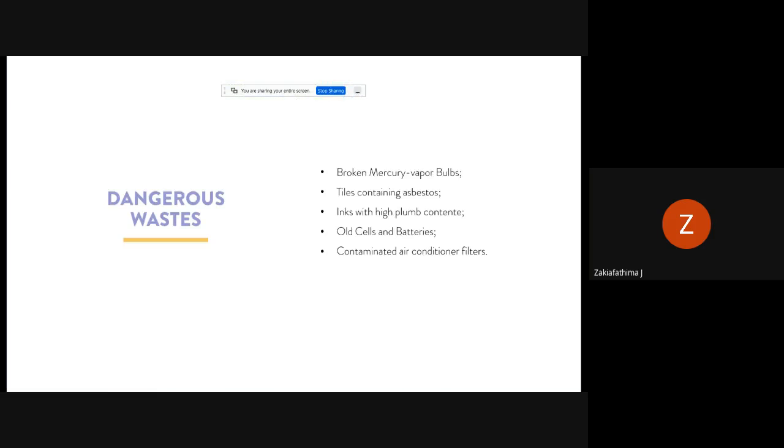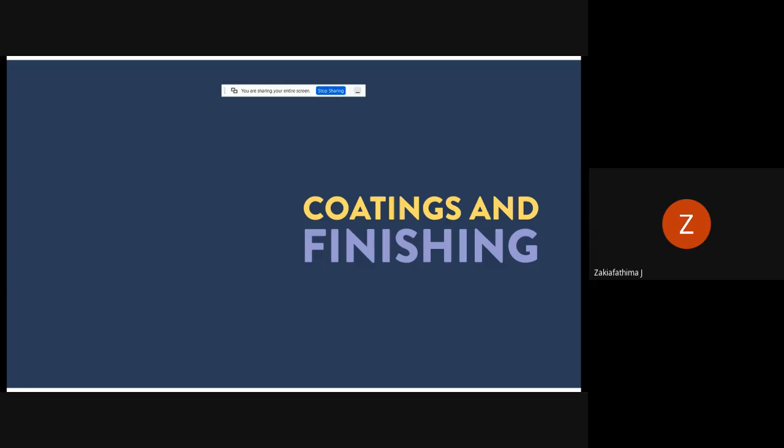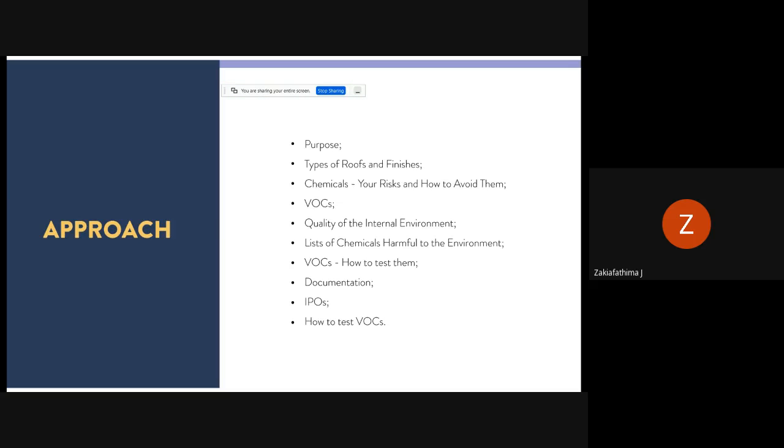Okay, moving on to dangerous waste, the types of waste that you need to avoid completely are your mercury vapor bulbs. As much as possible, try not to get mercury vapor bulbs in your design at all. When you design your lighting for any space, avoid mercury vapor bulbs. Tiles that contain asbestos, inks with high lead contents, old cells and batteries, contaminated air conditioning filters, all this has to be avoided. Now, coatings and finishing. So, the type of coatings and finishing that you need to see.